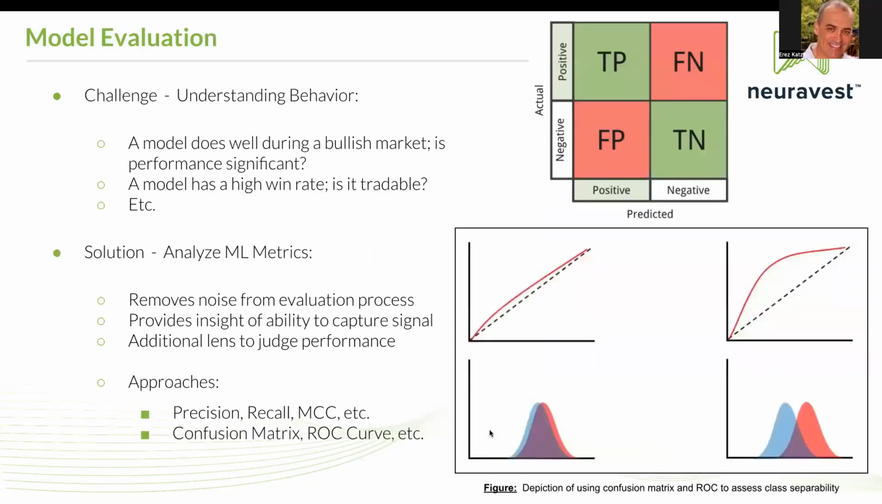Okay. So maybe Taylor can jump in here. This is about evaluating models and how effective the model is.